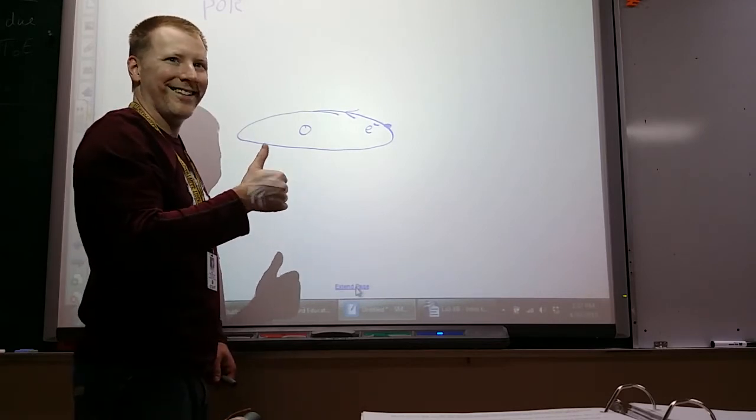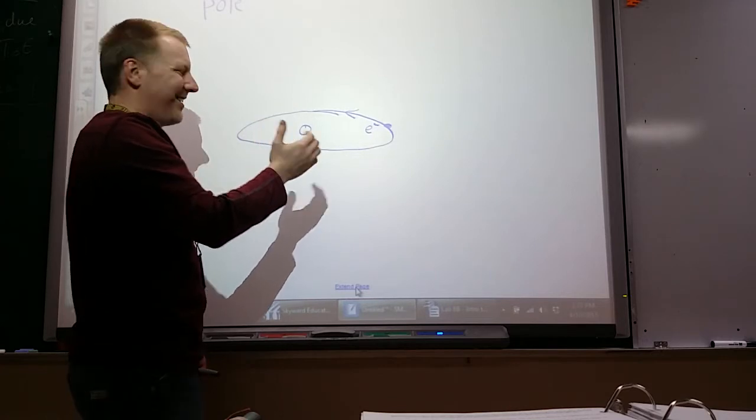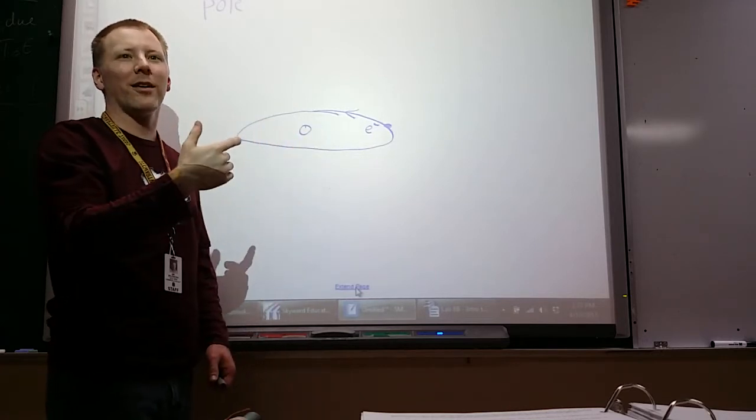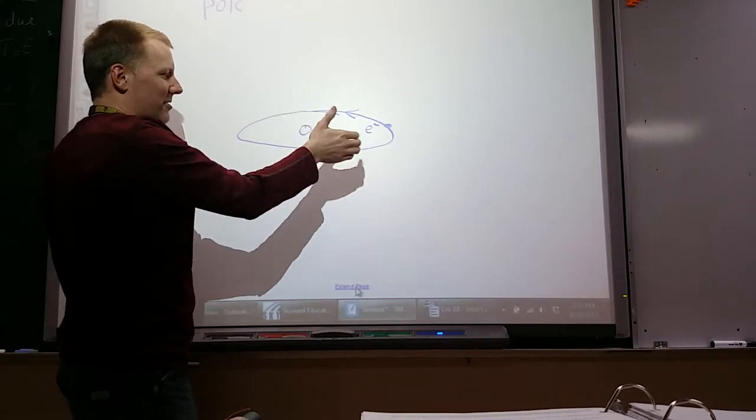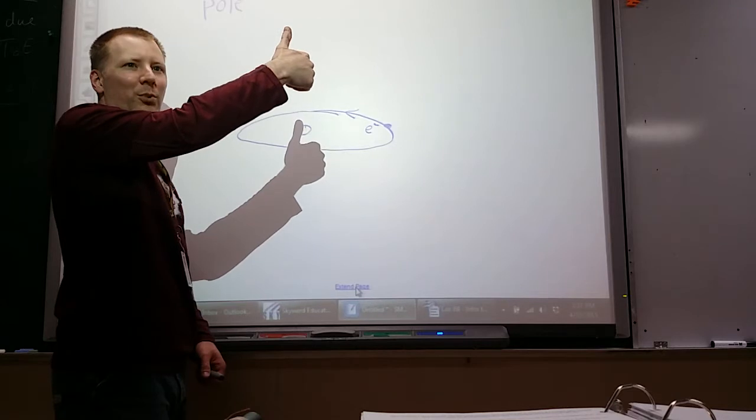Okay? Curl your fingers around. We can do it either way. This is sort of like a coil. So I'd curl my fingers around in the direction the electron is moving. Thumb points in that direction.